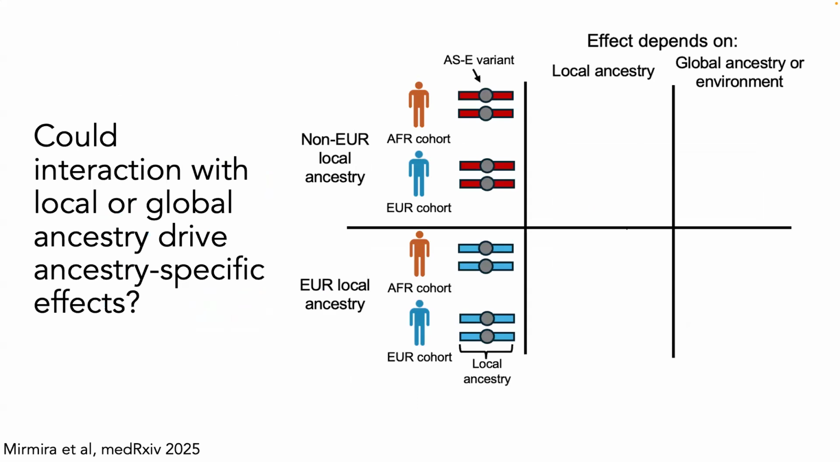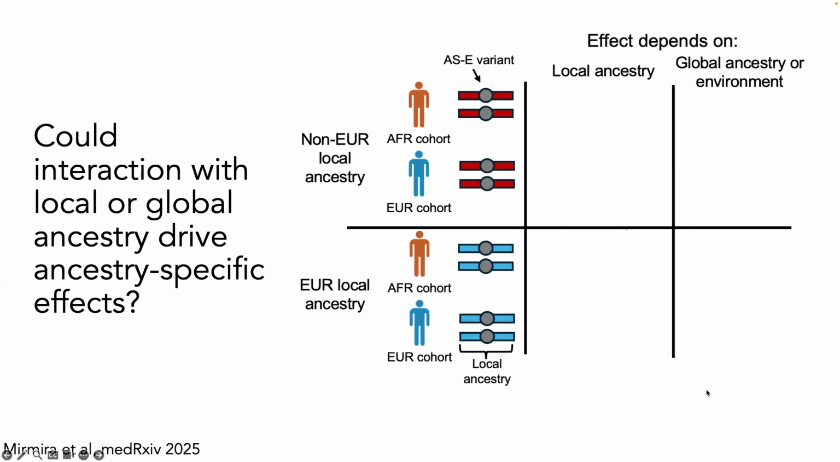One more thing that we did with PipSort to try and start to ask what might be driving these is say, okay, we found a signal that is only showing up in one ancestry and not another. If it's ancestry specific, is that due to someone's global ancestry, just generally being European, makes that variant have an effect? Or is it driven by local ancestry? So as long as, say, you have European ancestry at this region of the genome, then it's going to have an effect. And so we tried to do this kind of stratified regressions to try and figure this out.